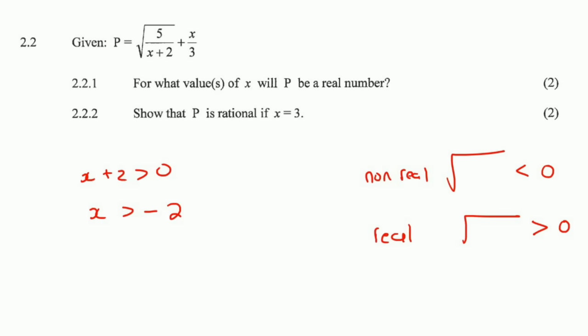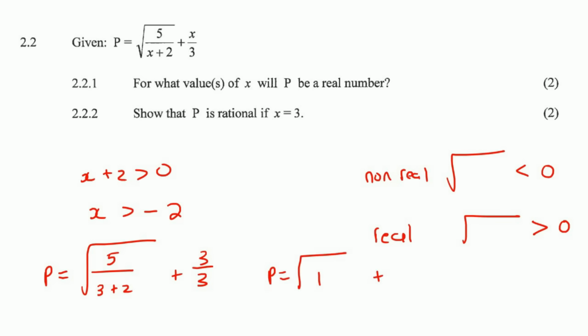Next question says, show that p is rational if x is 3. So rational just means it's a nice number. So let's just go sub it in. We say p equals 2, and then square root 5 over, now x is 3, and then this would be plus 3 over 3. I just plugged in x as 3, and that's just going to give you p equals the square root of 5 over 5, which is 1, plus 1, and so the answer is 2. So that is rational. Okay, pretty random question, but that's how you do it.